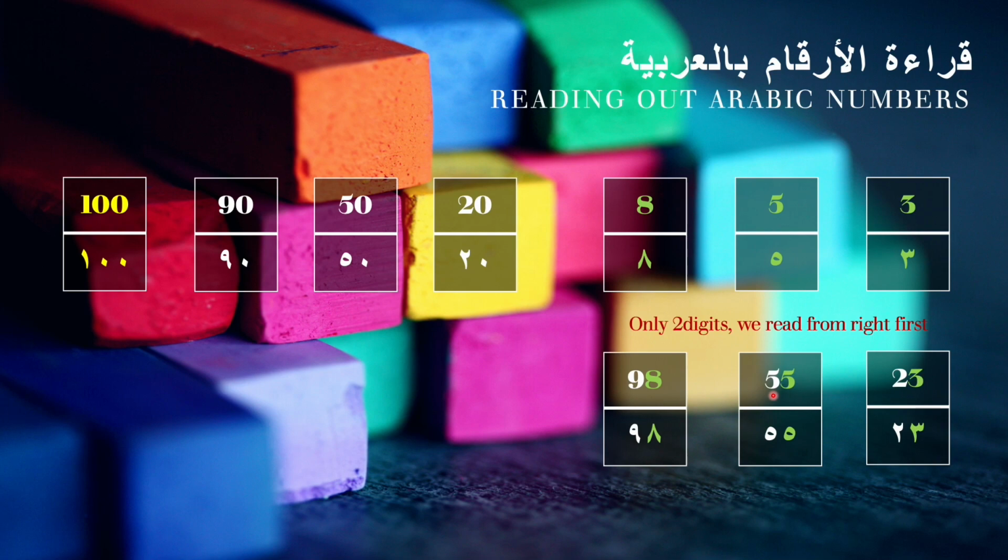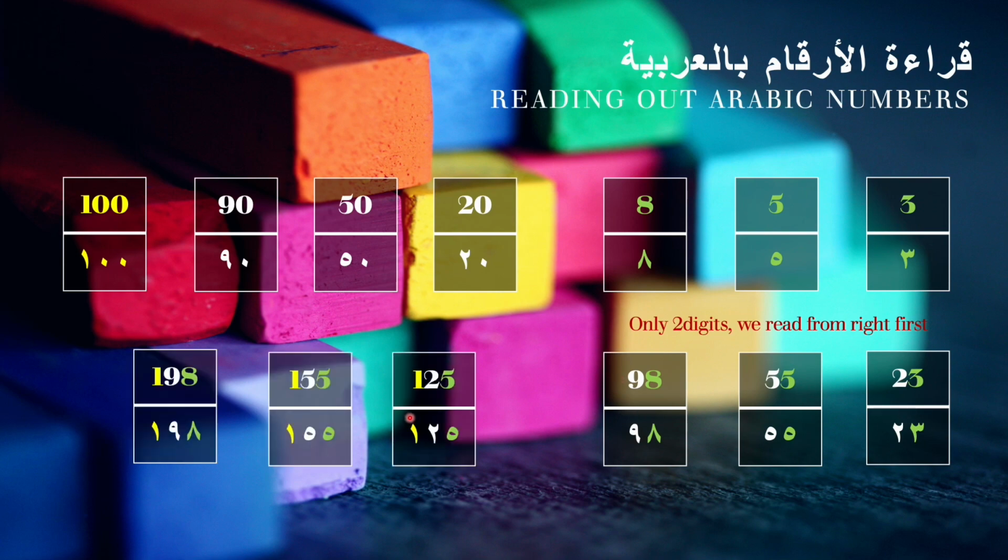Let's get more examples. Here we have 55. If you remember, we don't say in Arabic 55, we say 5 and 50. So it will become 55. Here we have 98. We will read it in Arabic how? Yeah, you know it. It's 8 and 90. So 98.